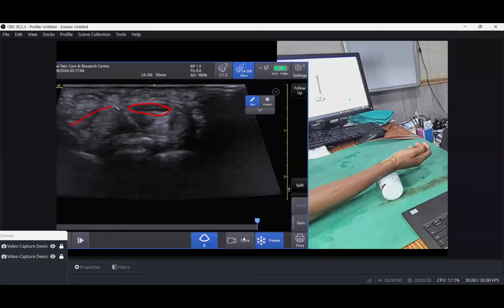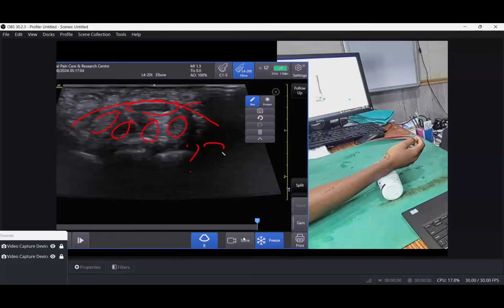Okay, so this is the flexor retinaculum, and these are all tendons. See how it changes. See this hypoechoic, honeycomb-like structure below the flexor retinaculum? That is the median nerve, and these are all tendons. So how to identify which one is tendon and which one is nerve?